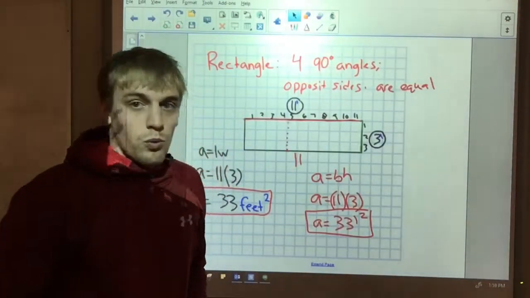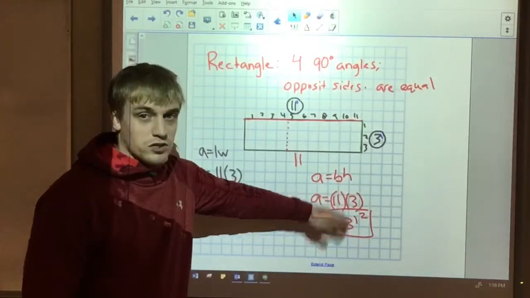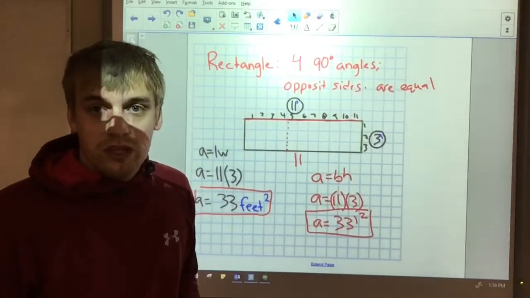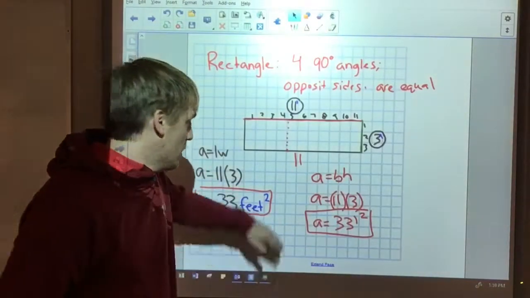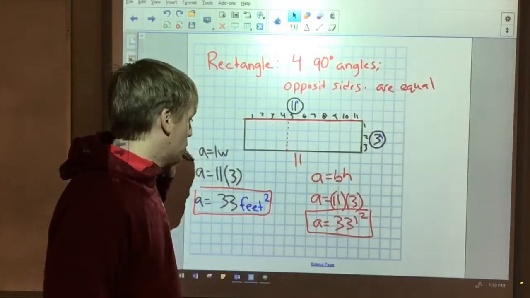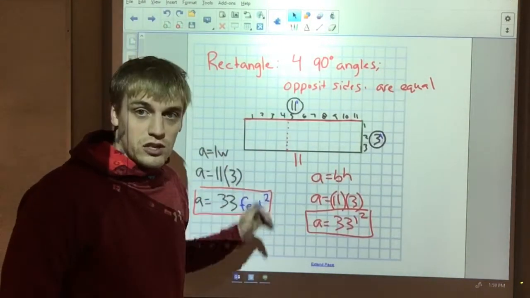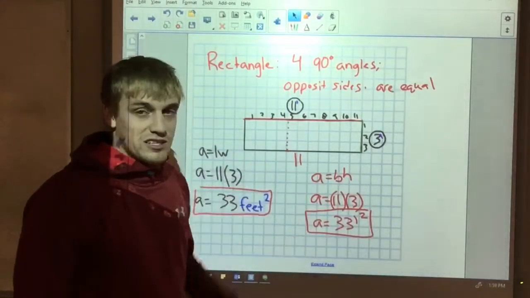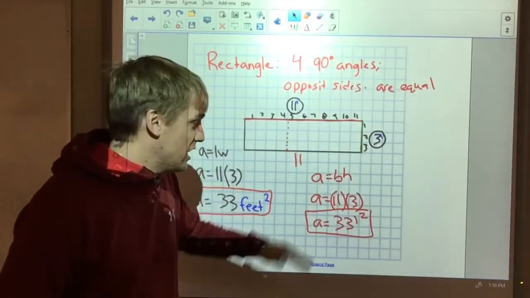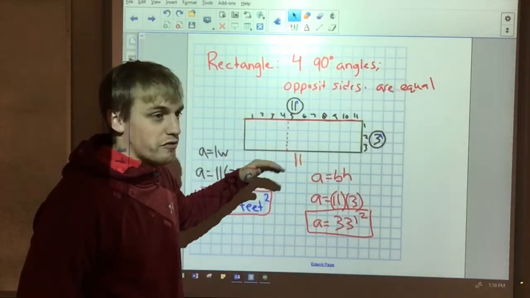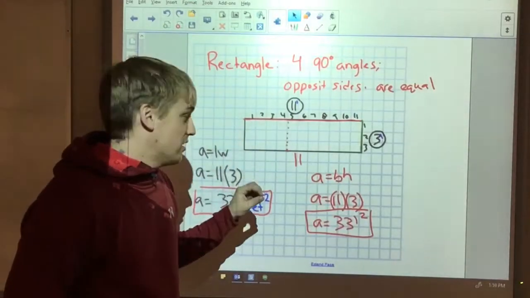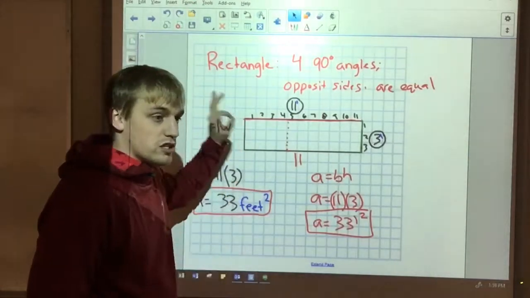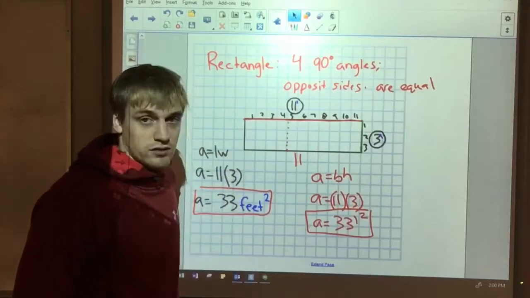Okay, so both formulas work. The reason that we have this formula as well is because we're going to use that with other shapes, and that'll make more sense once we get there. But for now, you just got to know that you can use either one. Length times width or base times height, both work. Base refers to the bottom of the shape, height refers to the length from the bottom of the shape to the top of the shape in a straight line.